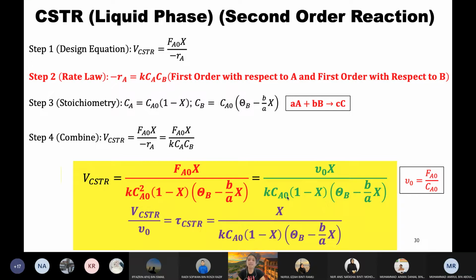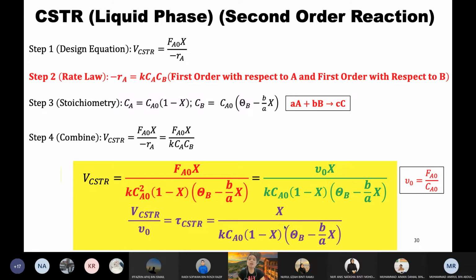Okay. And then we have the third version because we want to calculate space time. So you have to look at the question, whether to find space time or to find volume. If finding space time, look at which rate law. Then look carefully at which equation can be used. So for the CSTR, for this rate law, tau equals X per kCA0 in bracket 1 minus X, in bracket theta B minus b/a X.